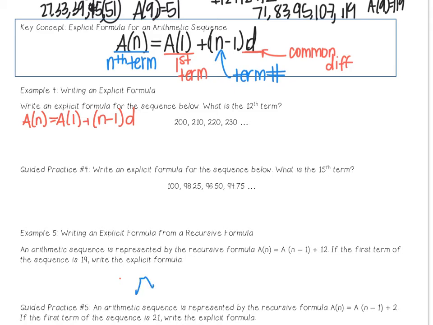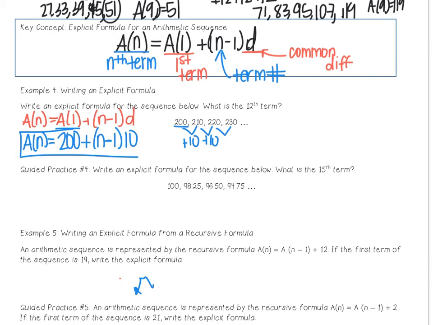n. So for the explicit formula, we're going to write a sub n equals, what is the first term? It's 200, so we're going to replace it. We're going to leave the n where it is, and then we're going to replace the d with the common difference. The common difference with this one is that we're adding 10, so we're going to put positive 10 there. So my explicit formula is a sub n equals 200 plus n minus 1 times 10.